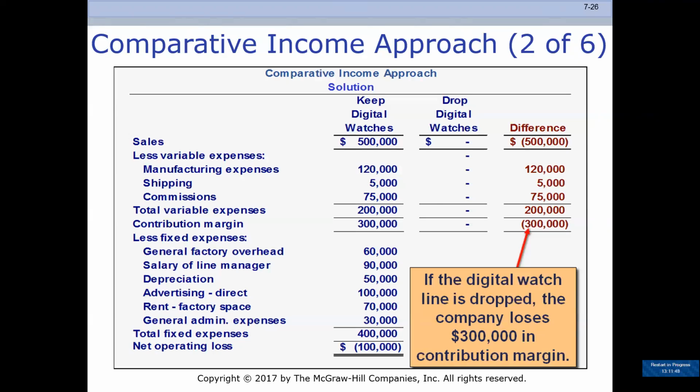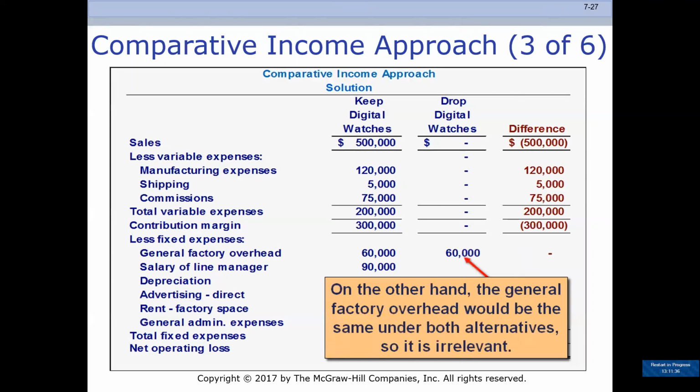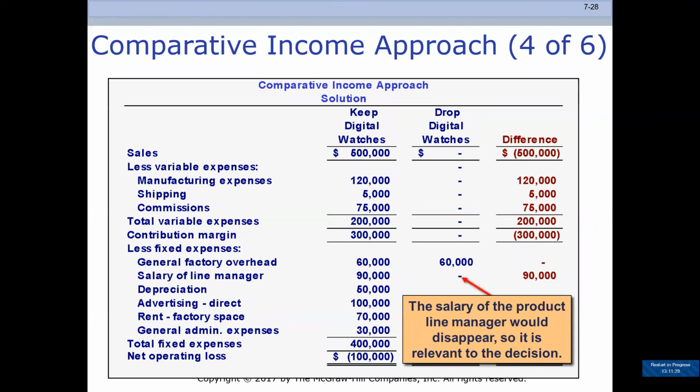If the digital watch line is dropped, the company loses 300,000 in contribution margin, but they also don't have to incur some of those fixed costs as well. Like the 60,000 general factory overhead would be the same under both alternatives, therefore it's irrelevant. And the salary of the line manager, that is relevant because if they get rid of the product, they get rid of the salary. They don't shoot them. They just give them a few weeks notice or send them to work on another product or something.